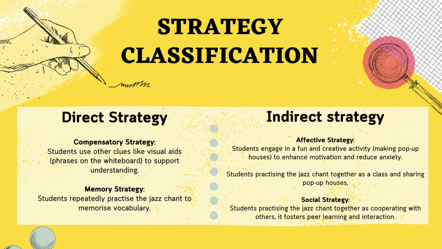And then as for indirect strategy, effective strategy where the students engage in a fun and creative activity to enhance the motivation and reduce the anxiety. Students also practice the jazz chant together as a class and share the pop-up houses. And then the second one is social strategy, where the students practice the jazz chant together, cooperating with others. It fosters peer learning and also interaction with one another.